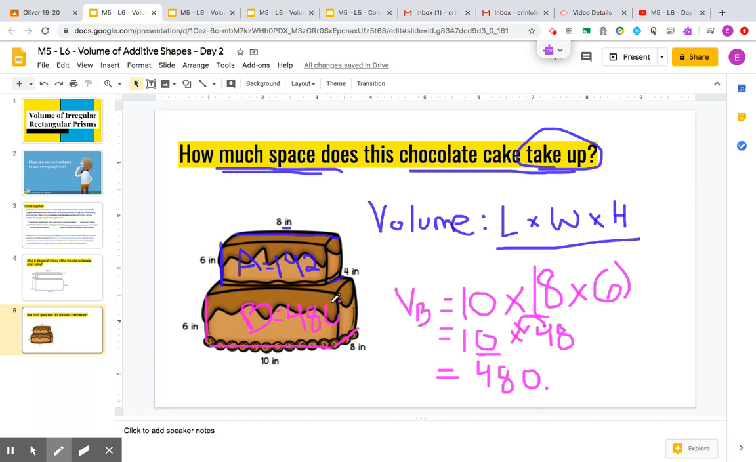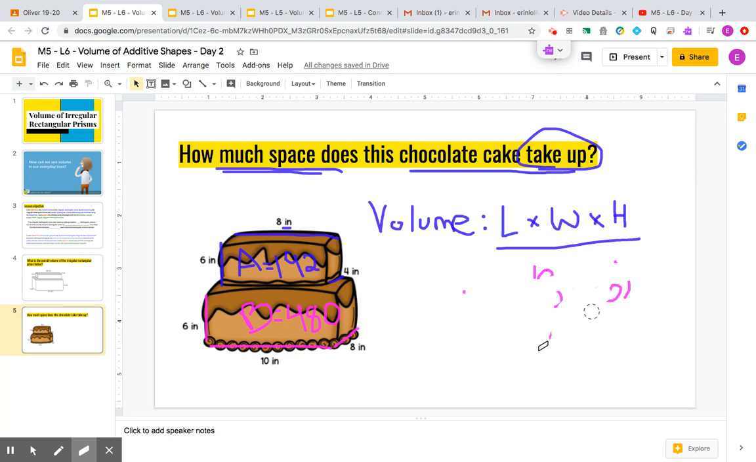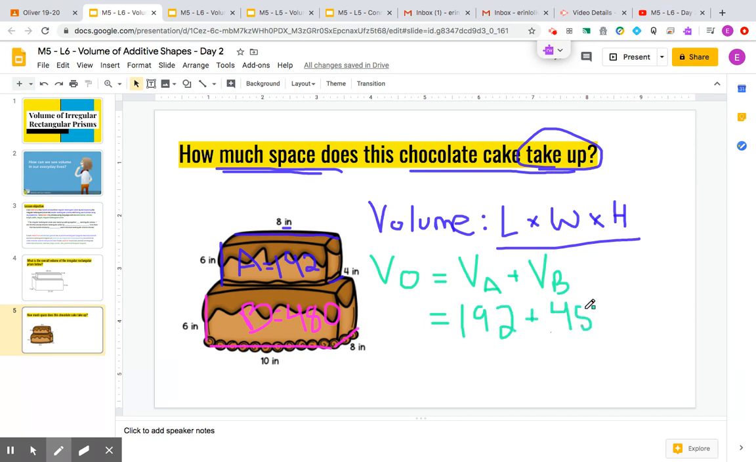But now we need to find our overall. Remembering, our overall means overall, I should think of what operation? Addition. So I'm going to add both together. Our overall volume is going to be the volume of A plus my volume of B. So we're going to get 192 plus 480.